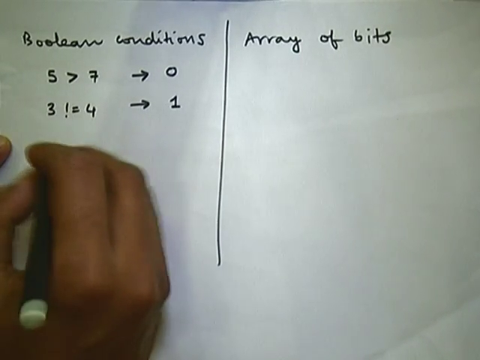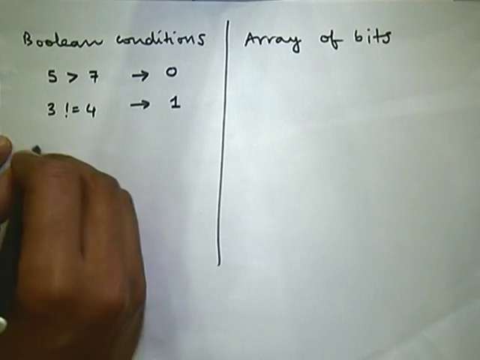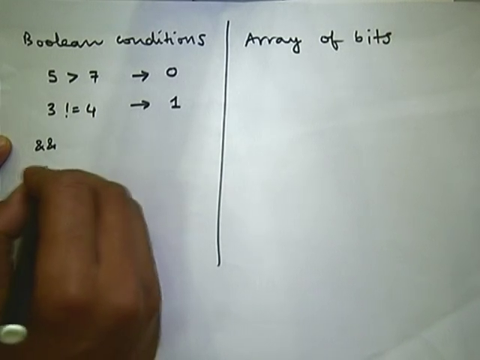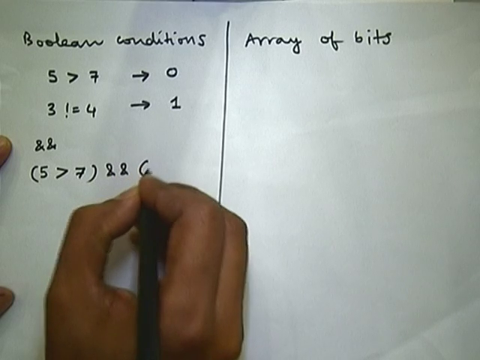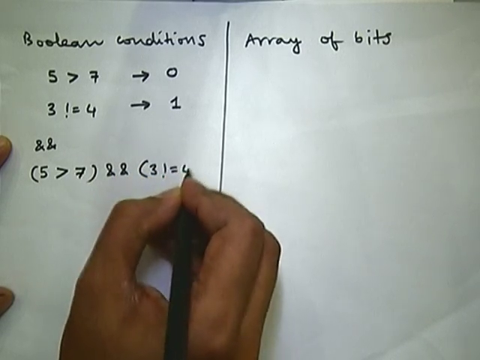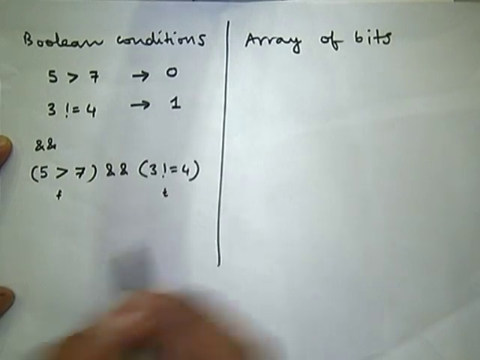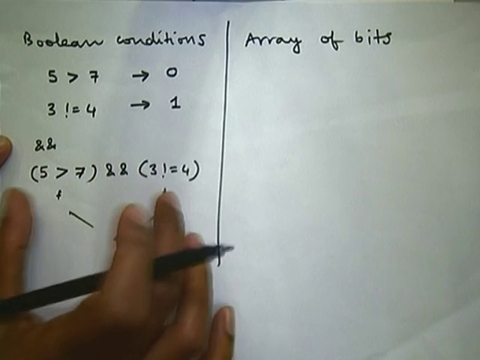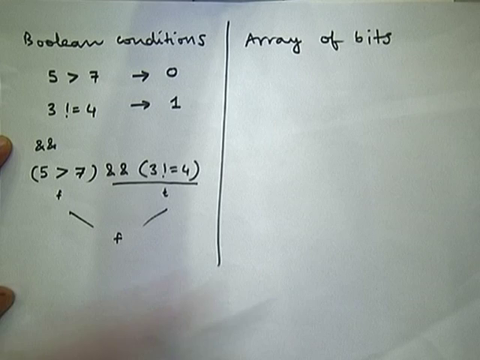I can now combine them by logical AND, which is represented by 2 ampersands. So that will read like 5 greater than 7 and 3 not equal to 4. So this is false, this is true. The overall value of this is false. In fact, if you write an expression like this, the compiler will arrange that this is never evaluated.